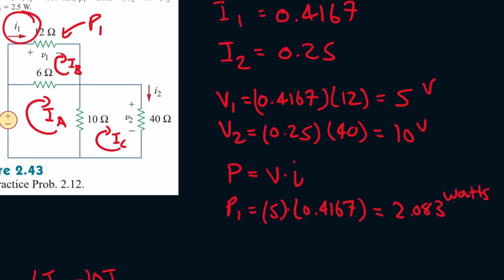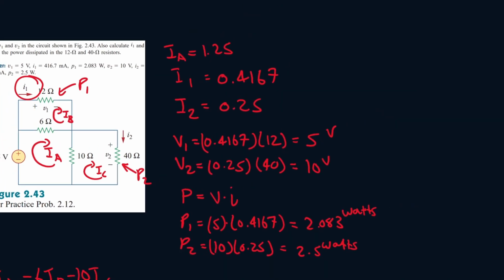And then P2, which will be this one, P2 will be equal to V2 times I2. So V2 was 10, I2 is 0.25, so it'll be 10 times 0.25, which is 2.5 watts. Okay, and there's all your answers, and you could see it matches up with everything we have up here.